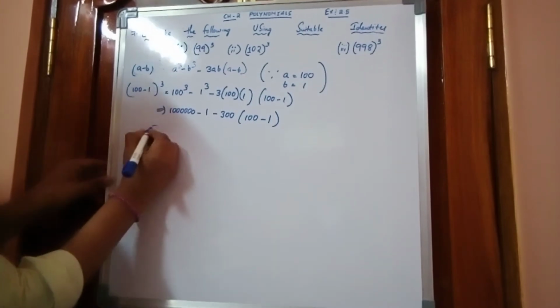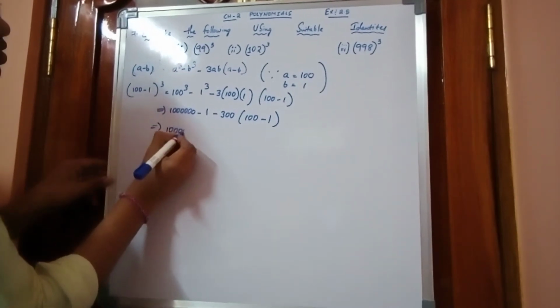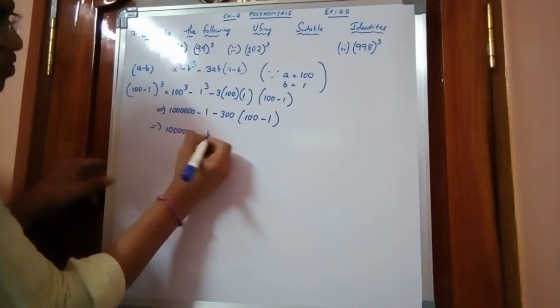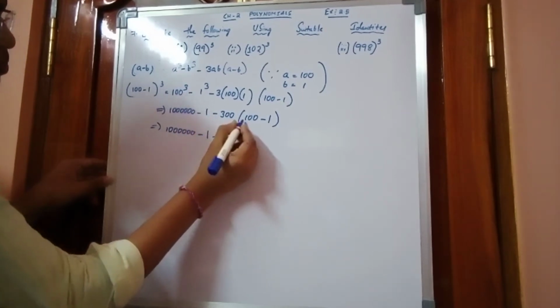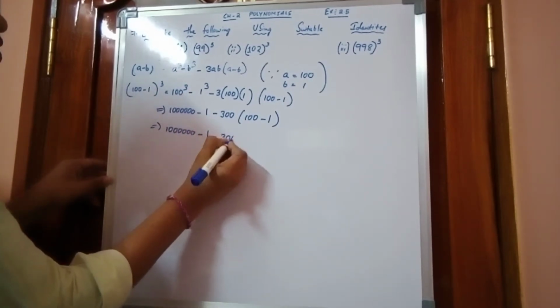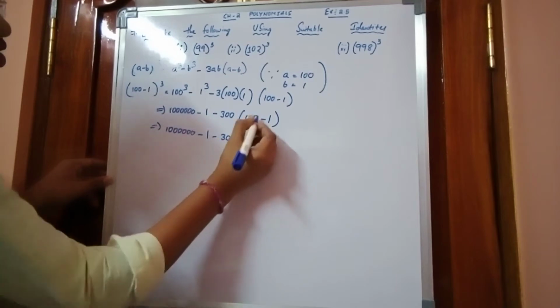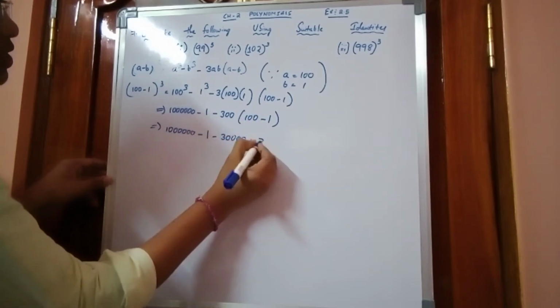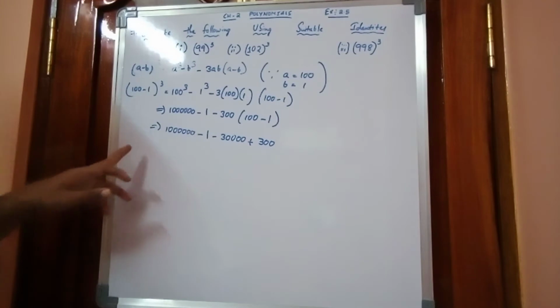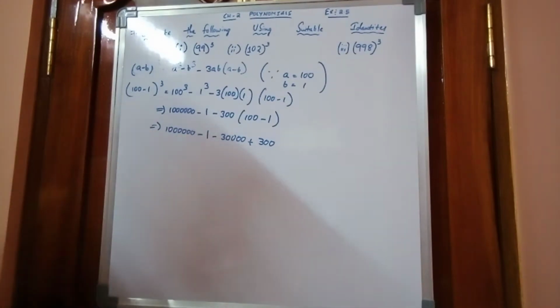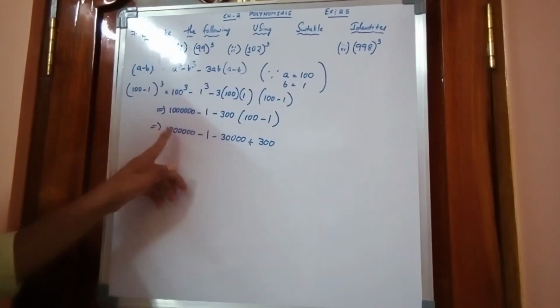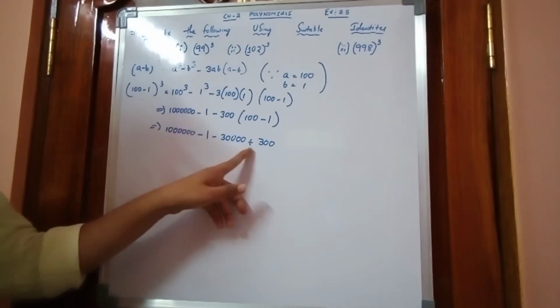So this implies 3 zeros, minus 1, minus 300, 3 ones are 3, 30,000. So minus, minus, so plus 300. So we'll get here as 10 lakhs minus 1 minus 30,000 plus 300.